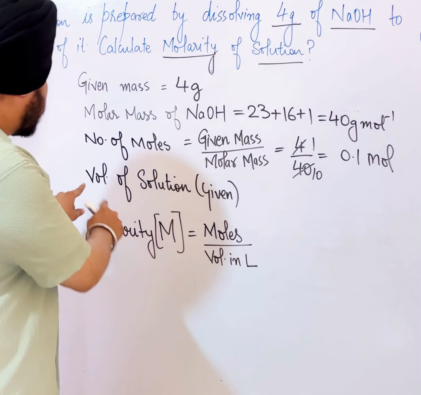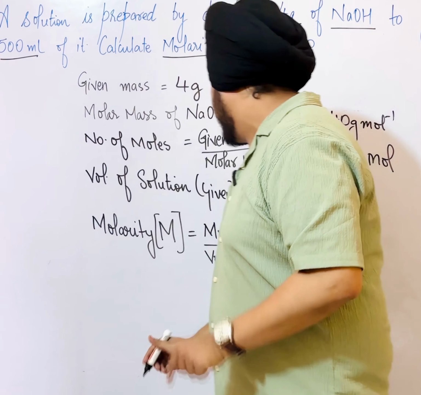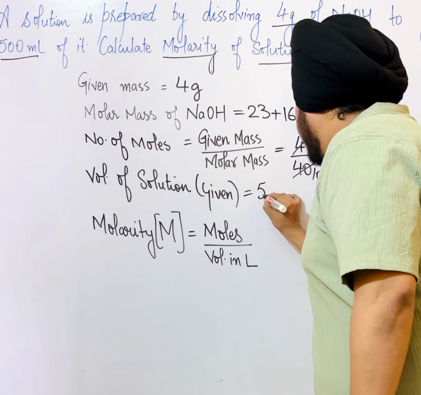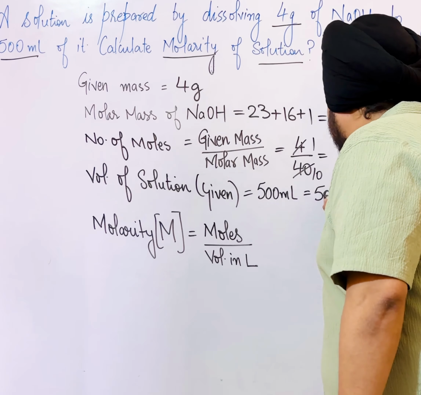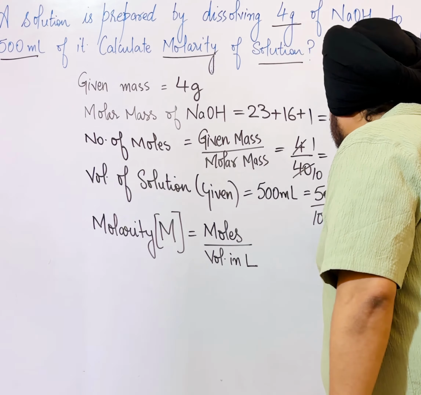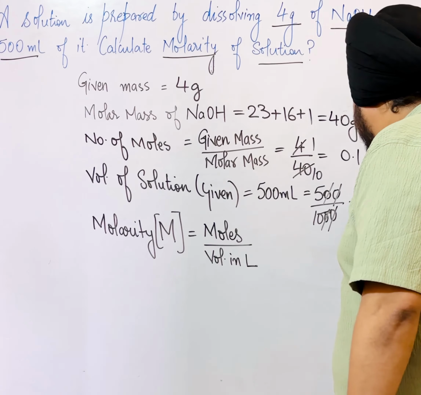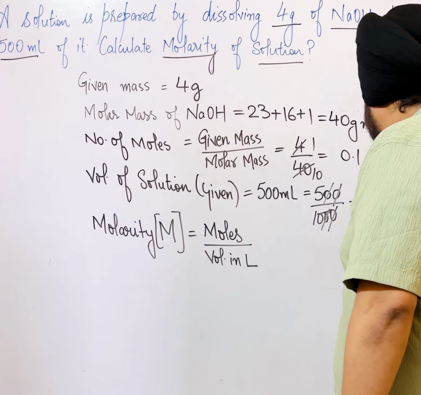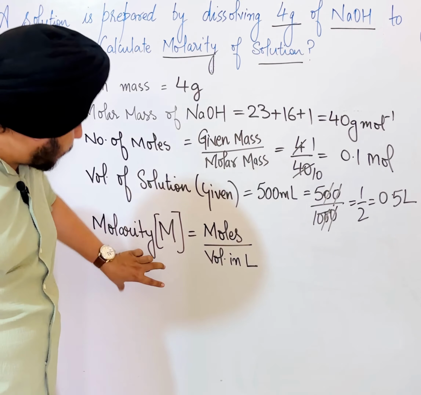In the question, we are given the volume of solution. Given value is 500 ml. So I will write here 500 ml. But I have to convert this into liters. So what will I do? 500 upon 1000. So 2 zeros cut, 2 zeros cut. 5 ones are 5, 5 twos are 10. It becomes 1 by 2. It becomes 0.5 liter.